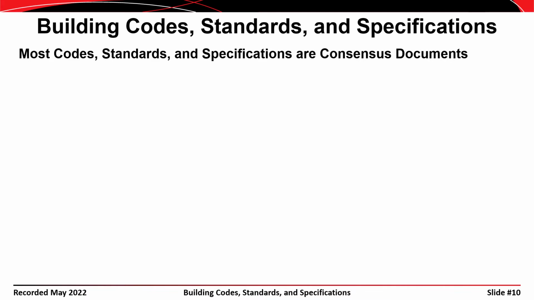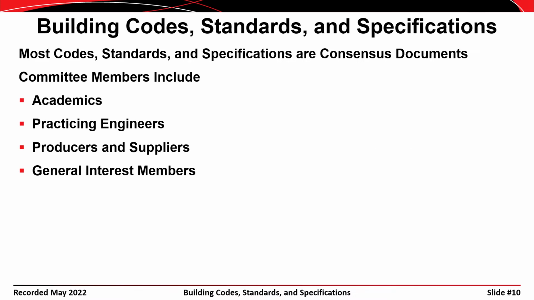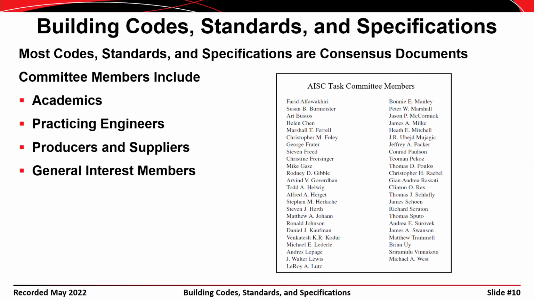Most codes and specifications are developed as consensus documents, which means that committees of experts are formed to review research reports, technical papers, and new developments and determine whether changes or additions to a code or specification provision is warranted. Committees are generally composed of academics, practicing engineers, producers and suppliers, and general interest members. This shows a partial list of committee members for the American Institute of Steel Construction.